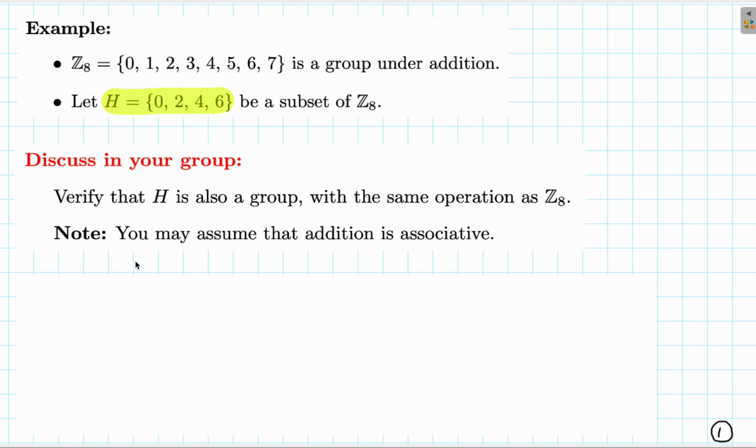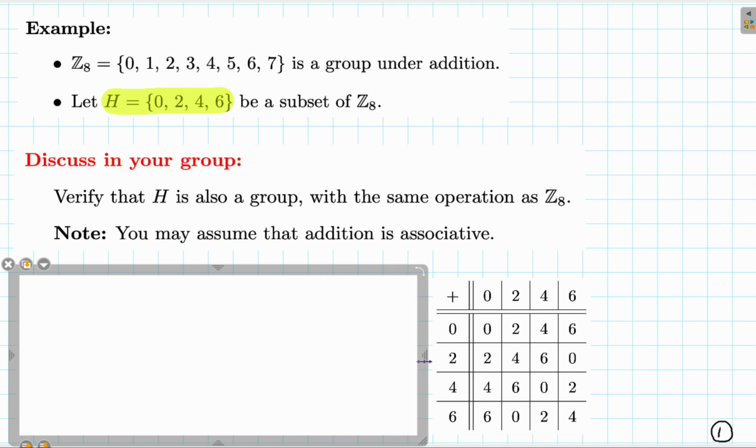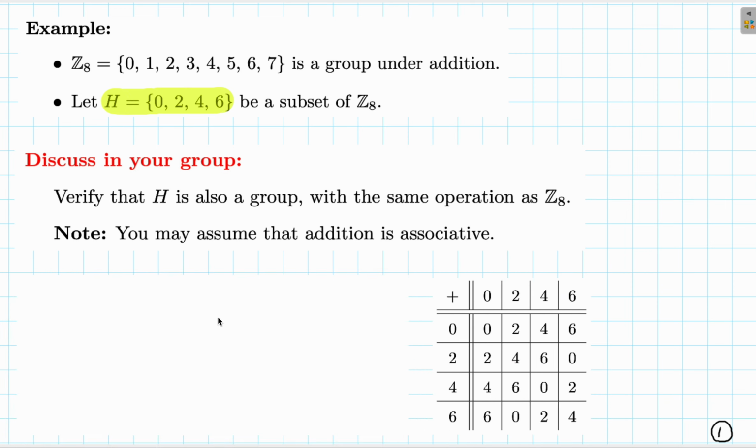All right, well, let's go through the verification. And since H only has 4 elements, it's fairly small. I just constructed a group table right there. So 4 by 4, 16 numbers in all. And I'll also emphasize that the operation here is the same operation as Z8. So that's important, which means we are doing not only addition, but addition mod 8. And so there's the group table there.